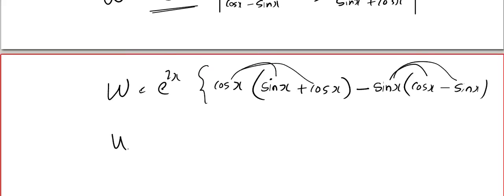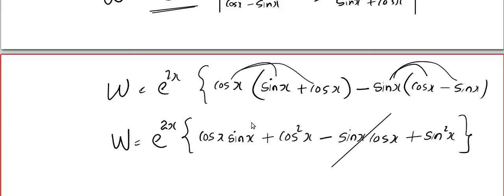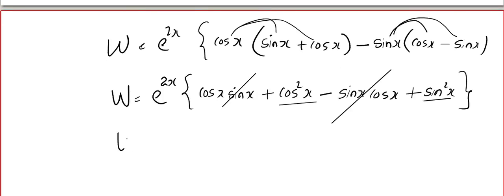So we end up with e to the power 2x [cos x into sin x plus cos square x] minus [sin x into cos x plus sin square x]. So this will get cancelled, and cos square plus sin square is 1, and the exponential function is never 0.